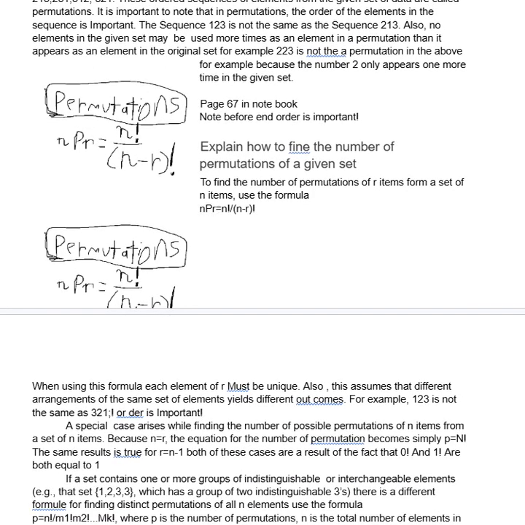Explain how to find the number of permutations of a given set. To find the number of permutations of r items from a set of n items, use the formula nPr equals, in the numerator, n factorial, all over the denominator, (n minus r) factorial.